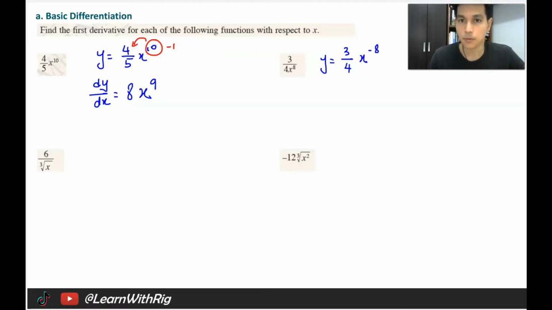Why? Because just now it was at the bottom. It was a denominator. So you're going to bring this up to become x power negative 8. Now what you're going to do is same thing, take this, multiply, and then minus 1. So you would get dy/dx equals negative 8 times 3 over 4, you get negative 6x. Negative 8 minus 1, you get negative 9. So in other words, it becomes negative 6 over x power 9. Okay, so this is your answer.